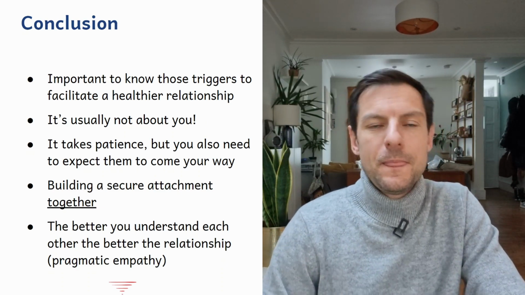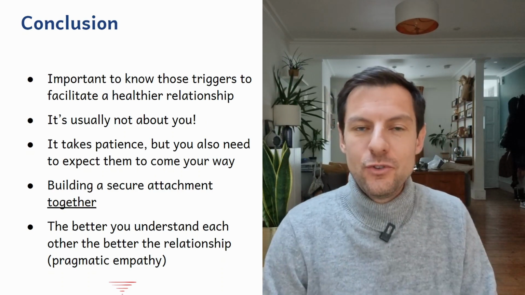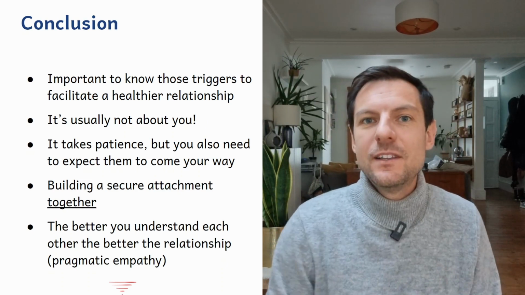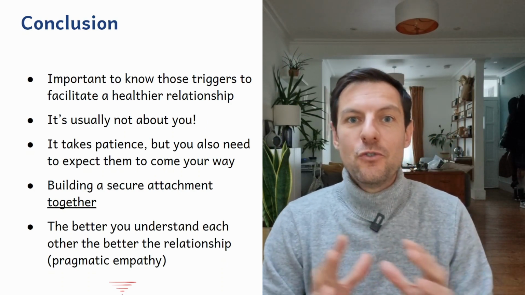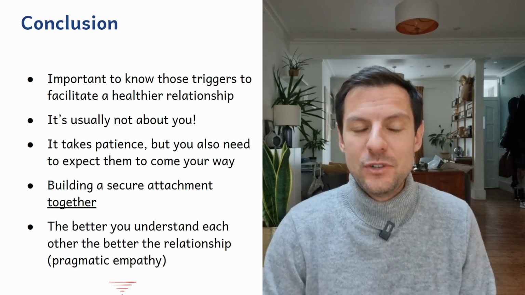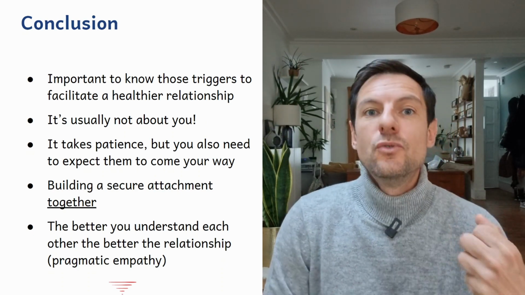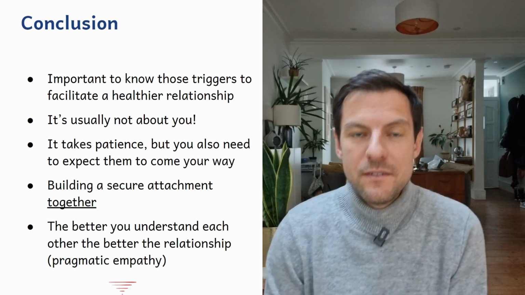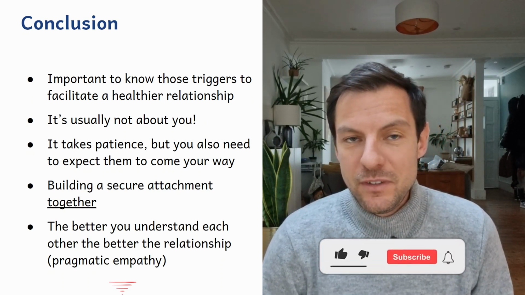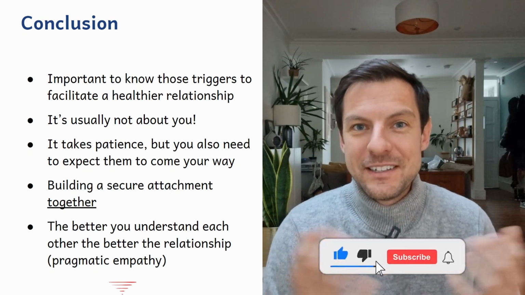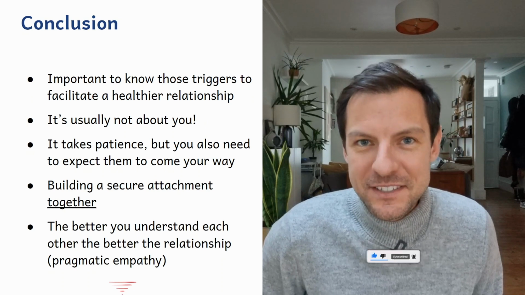Even so, it's not a waste of time, because building a secure attachment style and learning your internal working model is something you will use for the rest of your life, with your next partner, your friends, your social interactions. The better you understand each other, the stronger the bond, the healthier the relationship. That's what I call pragmatic empathy, something I will explain in more depth in my upcoming book. Stay tuned.